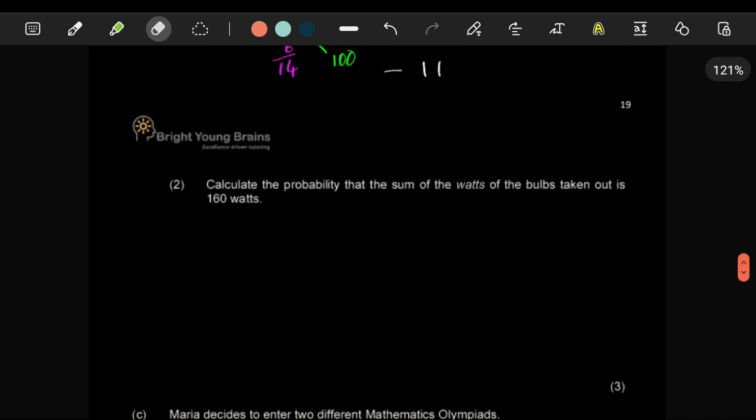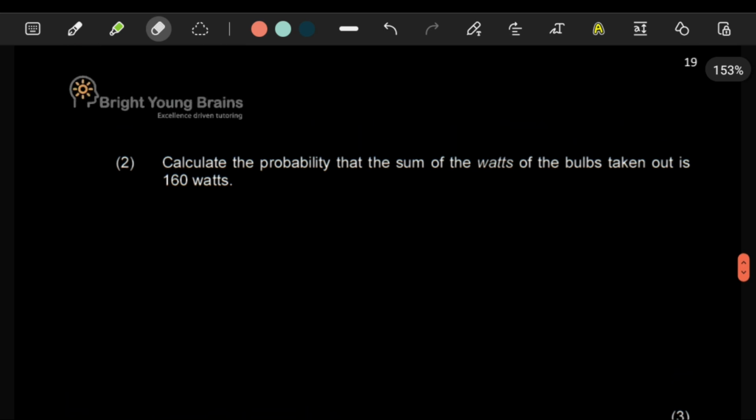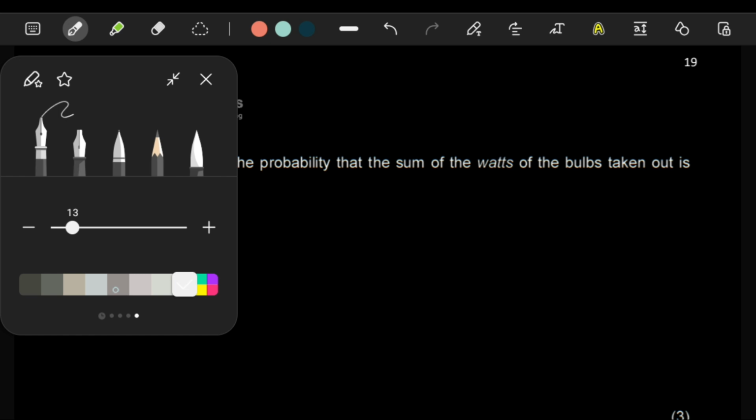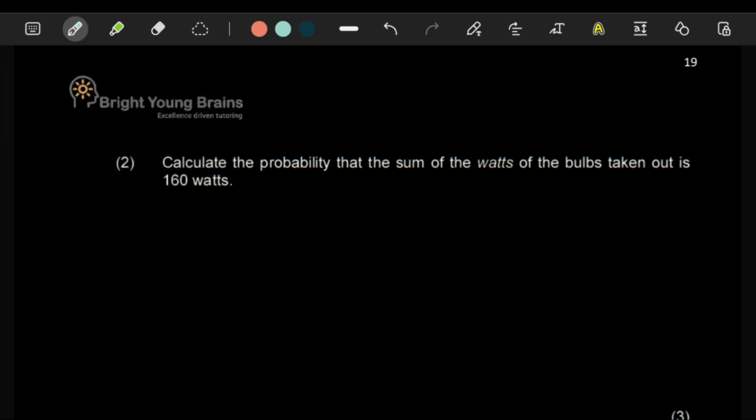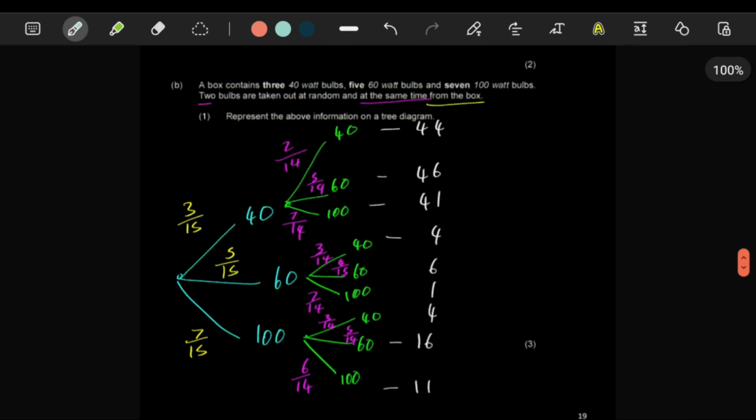So for 3 marks here, they said calculate the probability that the sum of the watts of the bulbs taken out is 160 watts. So you getting 160 watts.